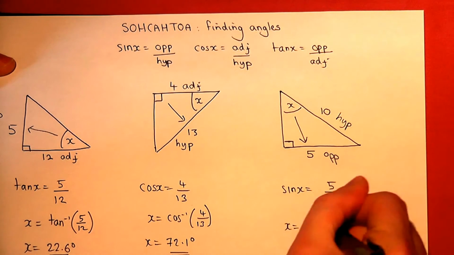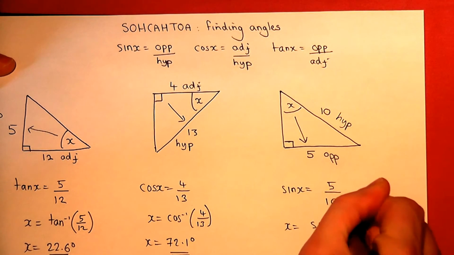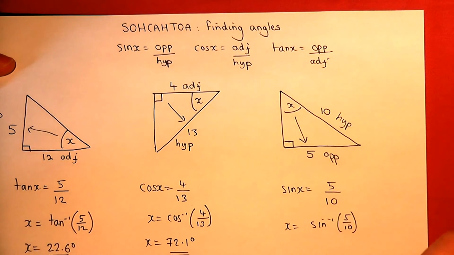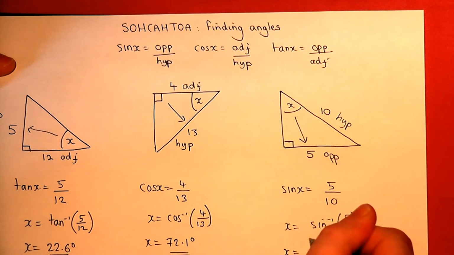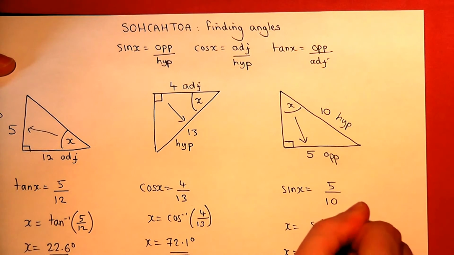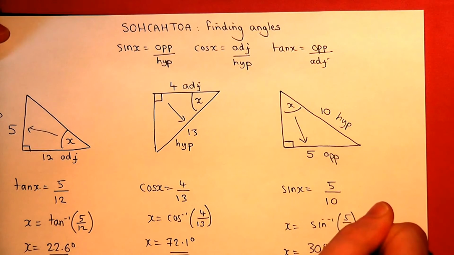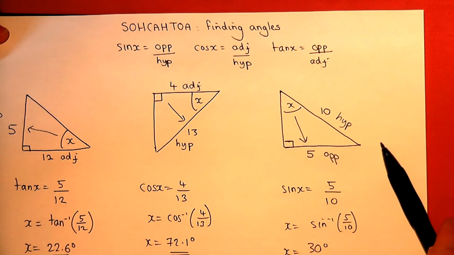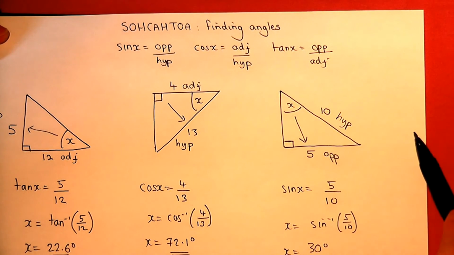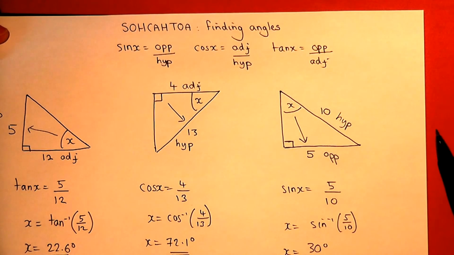So to find x, we do the inverse sine of 5/10, or a half. So we get x equals 30 degrees. So there we go. That is how to use sine, cos and tan to find missing angles.